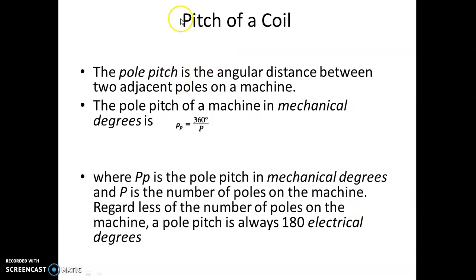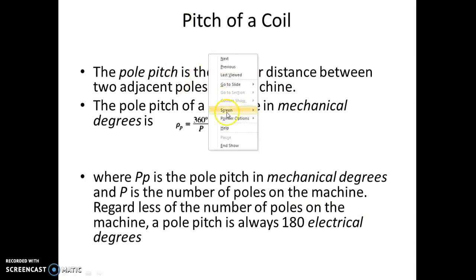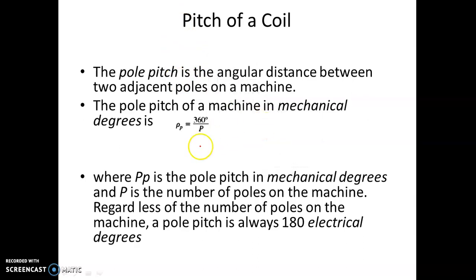So, pitch of a coil. Now I am defining the term pitch of a coil. Its definition is written and already explained in the previous slide. Pole pitch is the angular distance between two adjacent poles on the machine. Suppose a machine is a two pole machine. What will be the angular displacement between these two? It will be 180 degrees.